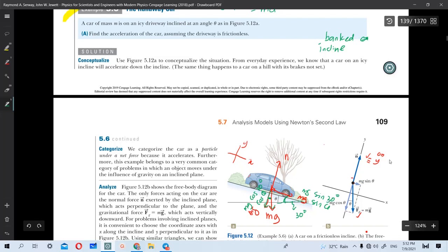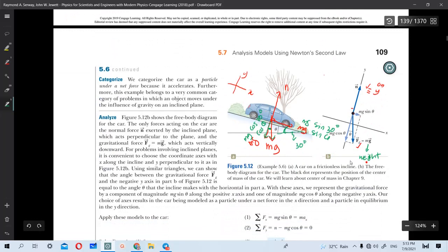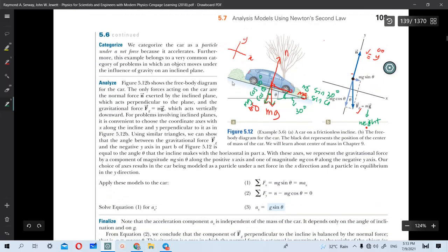Now you might get confused. What is mg? It's the weight of the car. mg is the weight of the car, and m is the mass of the car. Right? Now, in order to find acceleration, we are going to look again closely along the x-axis, because that's where acceleration occurs. And since there is an acceleration, we jot down net force equivalent to ma.